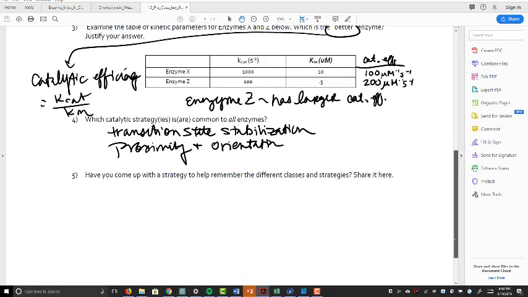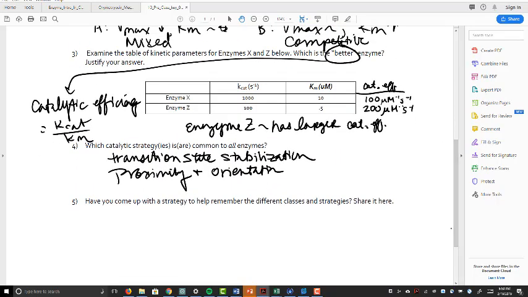So if you look at number 3, if you look at enzyme X and enzyme Z, enzyme X has a Kcat of 1,000 per second and a Km of 10 micromolar. Enzyme Z has a Kcat of 100, but a Km of 0.5. If you were just looking at the Kcat alone, you'd be like, oh, enzyme X is better. If you were just looking at the Km, you'd be like, oh, enzyme Z is better.